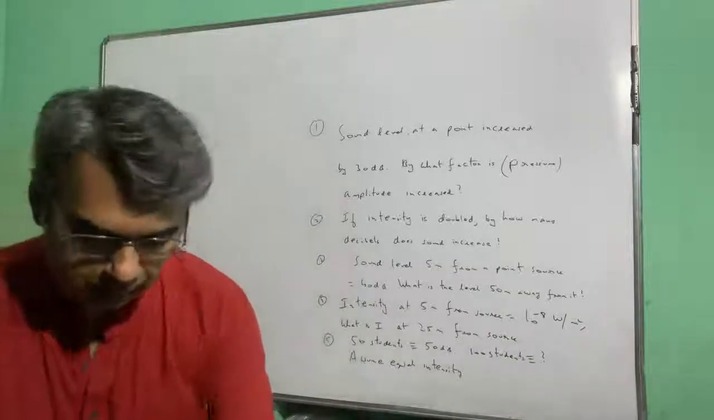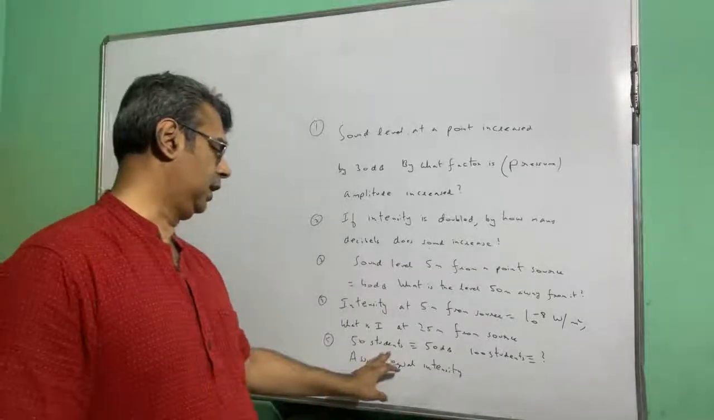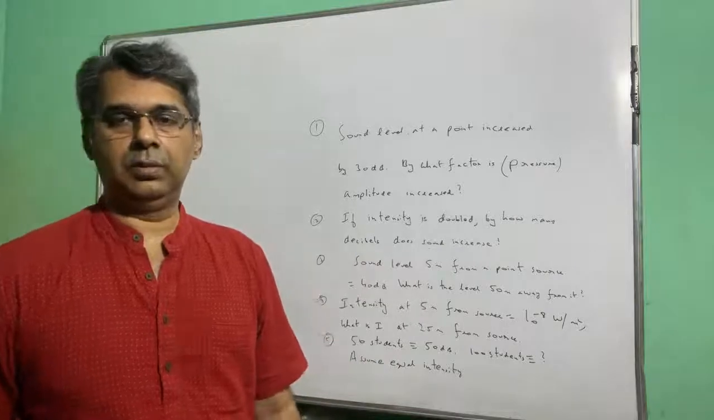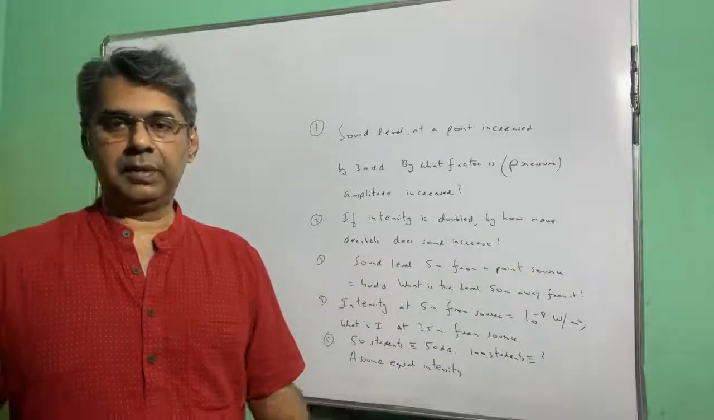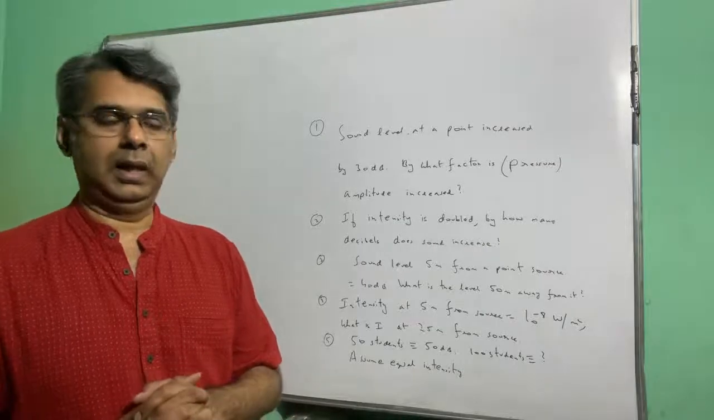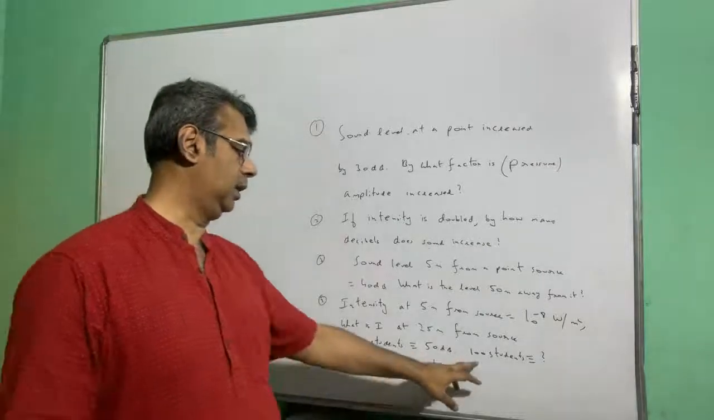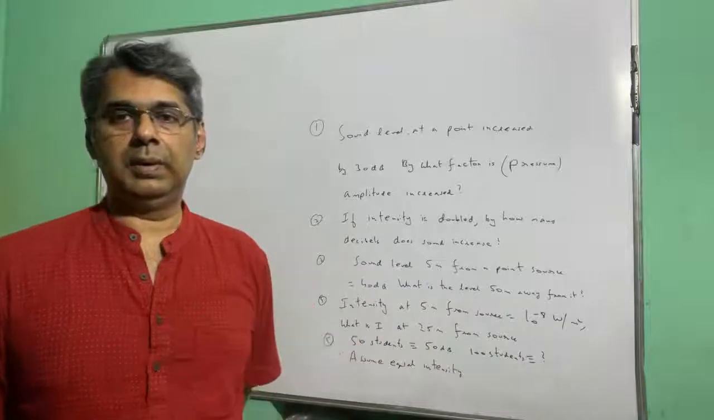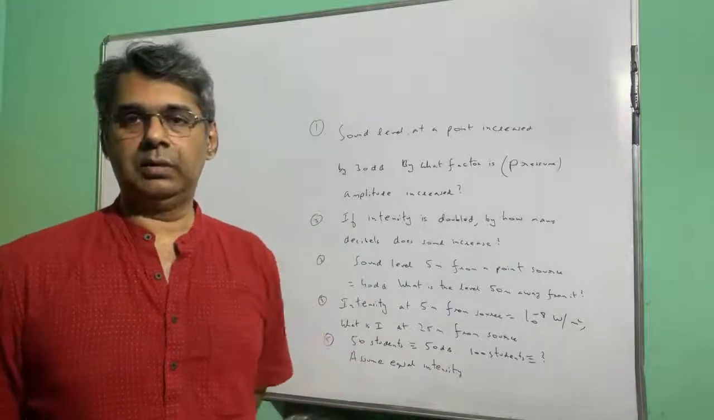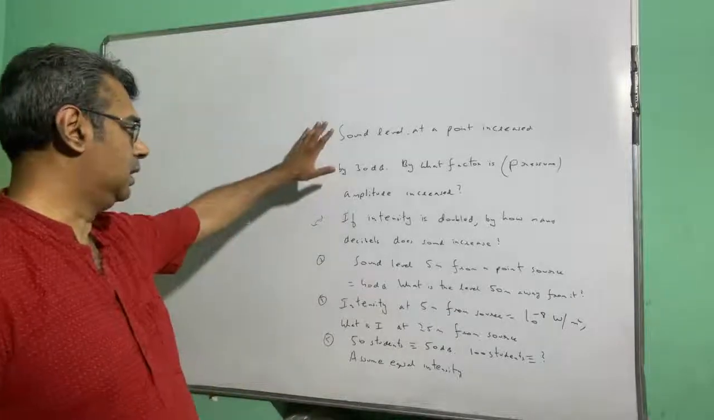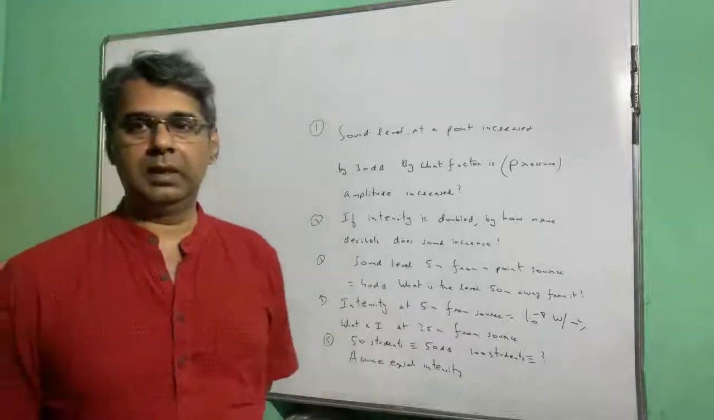Question number 5, the last question. If there are 50 students in a classroom and they are talking together and make a sound of 50 decibel, then 100 students will be how many decibel? Assume that all students are talking with equal intensity. So these are the 5 homework questions.